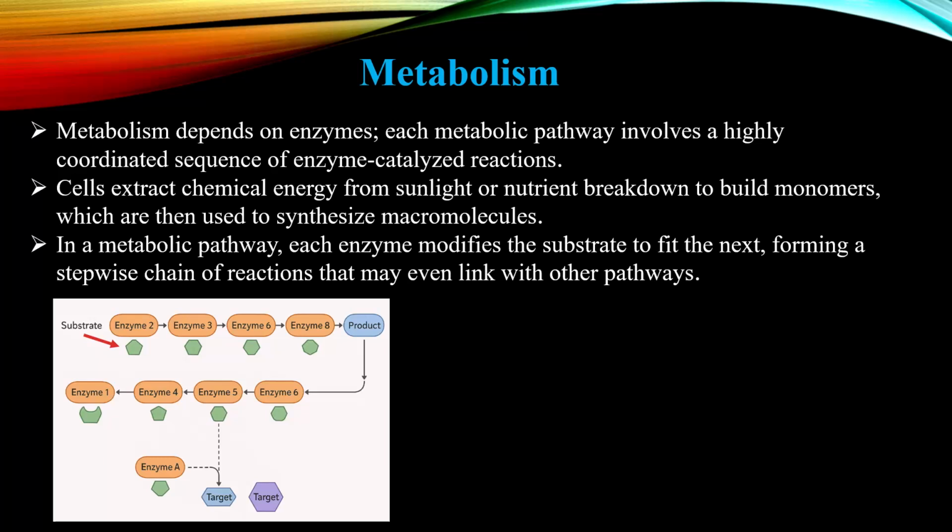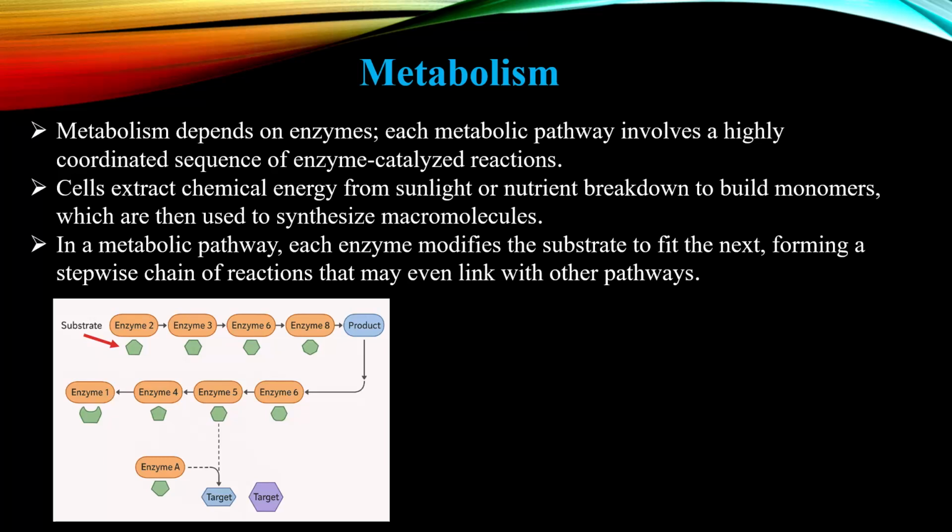Multi-enzyme systems are highly coordinated with each other. This coordination means that cells get their chemical energy either from sunlight or by breaking down energy-rich nutrients, and they use energy to build precursors for macromolecules like monomers. Then these monomers go into the synthesis pathways where proteins, nucleic acids, lipids, and carbohydrates are made.